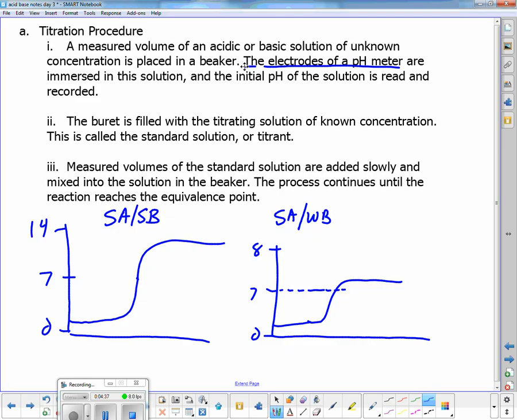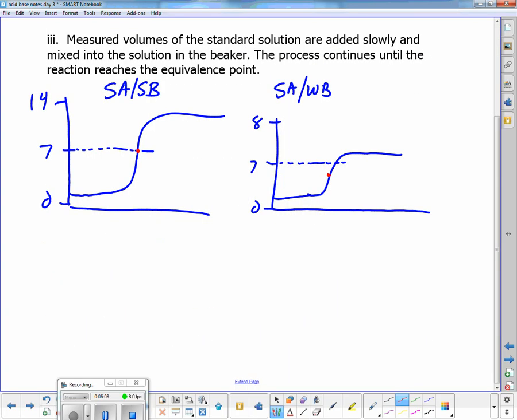Okay, does anyone know what this point is called on a curve for math? This point right here is what's known as the inflection point. That's where the graph stops from going one way to going the other way. So we have one curve going to the other curve. So if we look at this, the inflection point on this one over here is below 7. So if a strong acid with a weak base, I get an inflection point below 7.